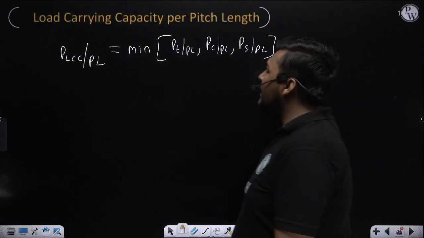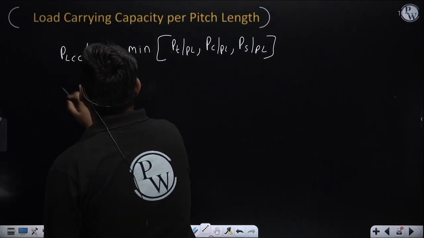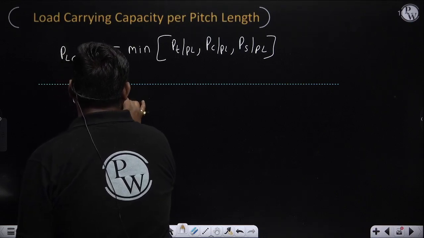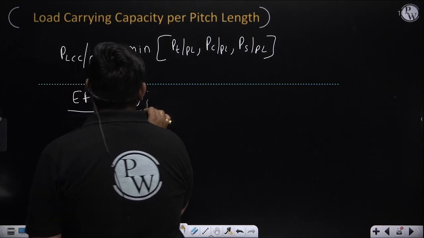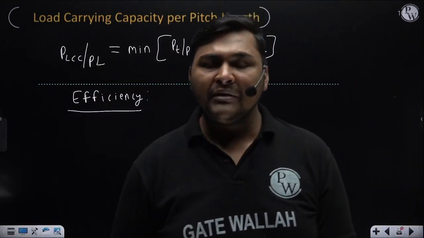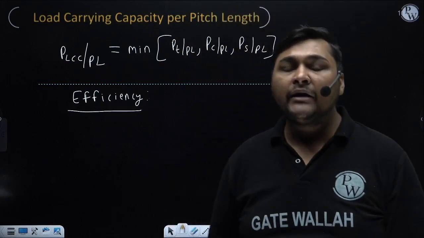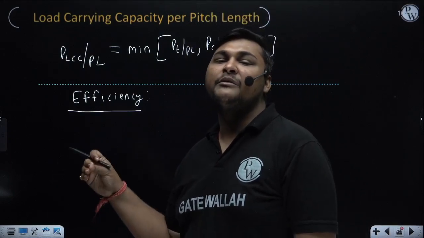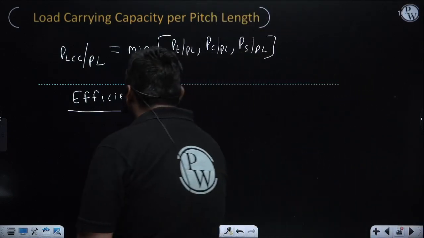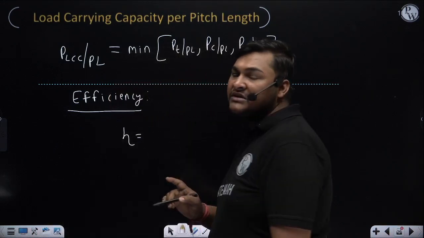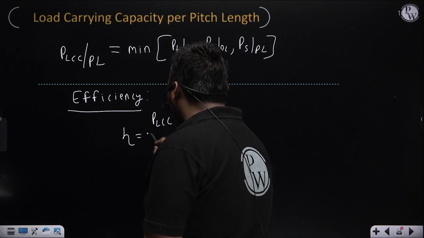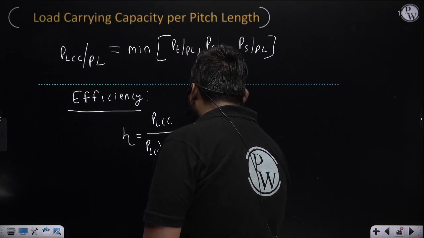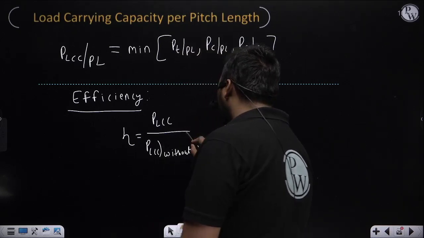Now, once we calculate load carrying capacity per pitch length, next is how we can calculate efficiency. So now I am explaining how to calculate the efficiency of the riveted joint. We mainly calculate this load carrying capacity per pitch length whenever, in an examination, the examiner asks for efficiency and the number of rivets in each row is not mentioned in the question. In that case, to calculate efficiency, calculate load carrying capacity per pitch length. So the expression of efficiency will be the actual load carrying capacity upon the actual load carrying capacity without rivet and hole. This is the actual expression of load carrying efficiency.